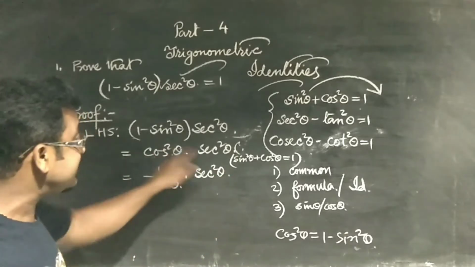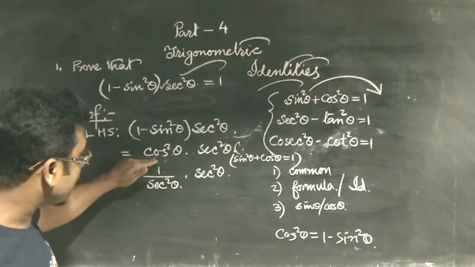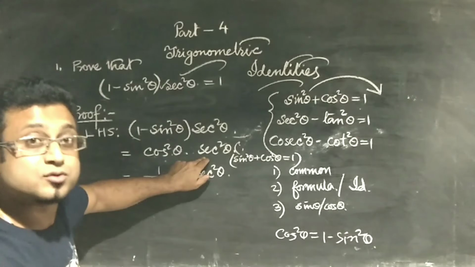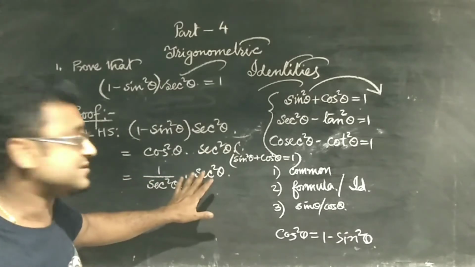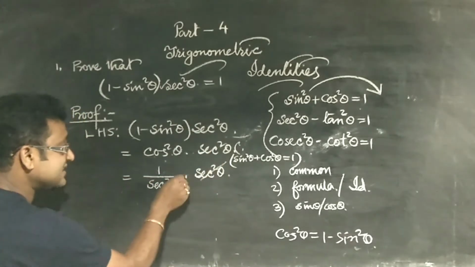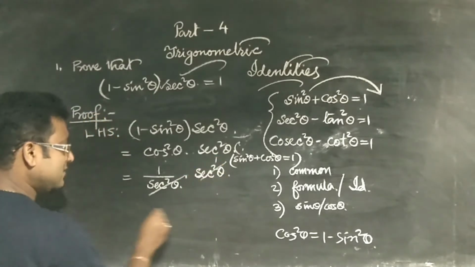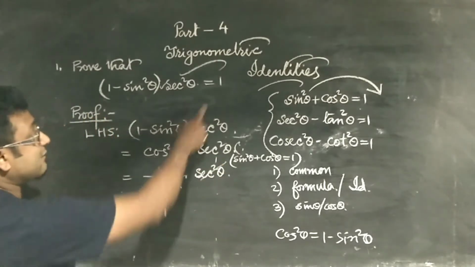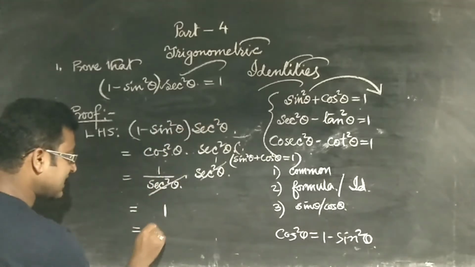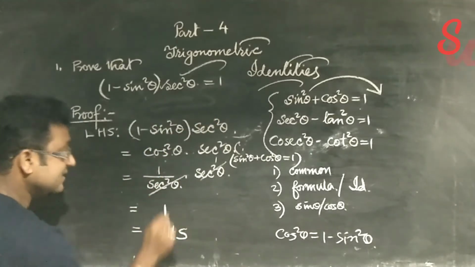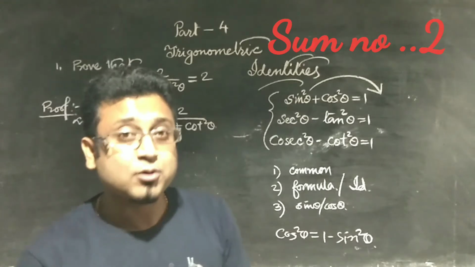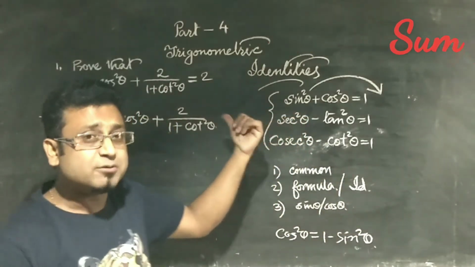Be careful, don't change both, because if you change this one, already you got sec. So this sec should remain unaltered or unchanged. Now this sec square theta and sec square theta nullify each other and you will get 1. So 1 into 1, 1. And our right hand side is 1. You just write RHS.